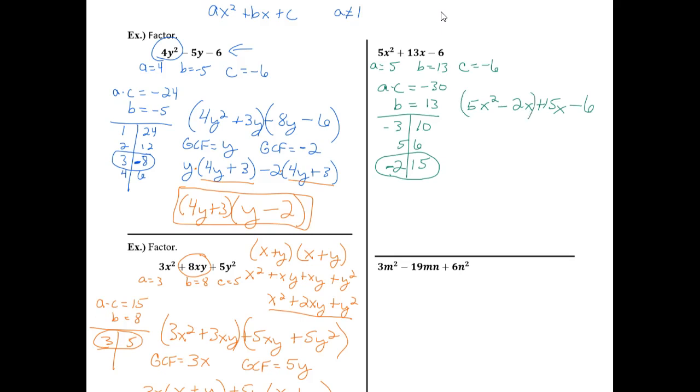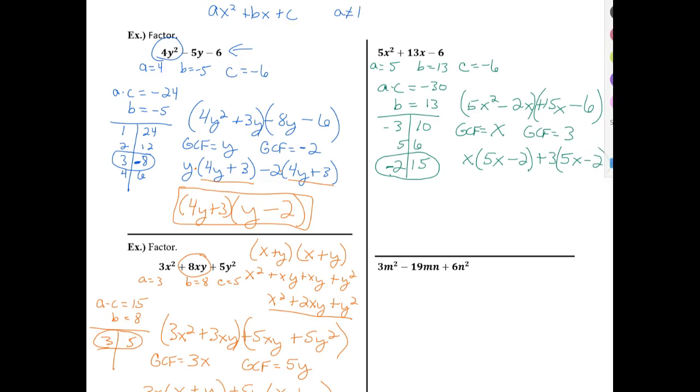I have 4 terms now, so I'm going to factor by grouping. The GCF in the first 2 is an x, and the GCF in the second 2 is a 3. I factor out that GCF from both. So 5x squared divided by x would be 5x, and negative 2x divided by x would be negative 2. I took out a positive 3 as the GCF from the second group. 15x divided by 3 would be 5x, and negative 6 divided by 3 would be negative 2.